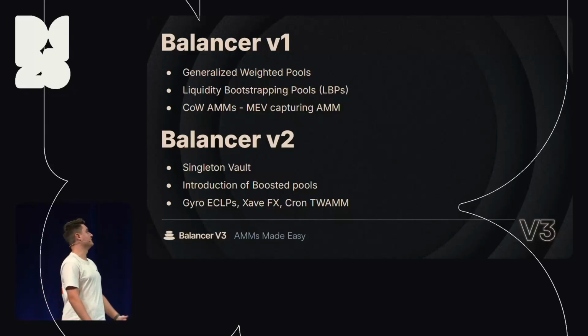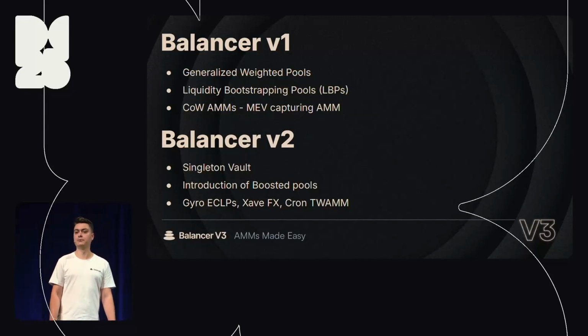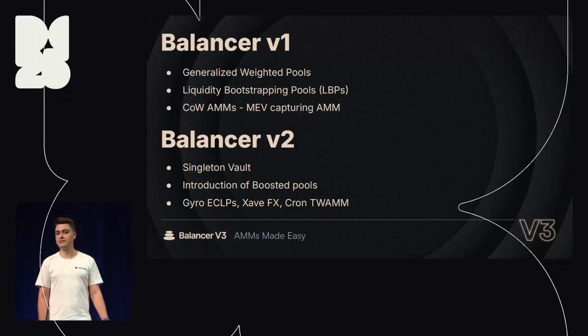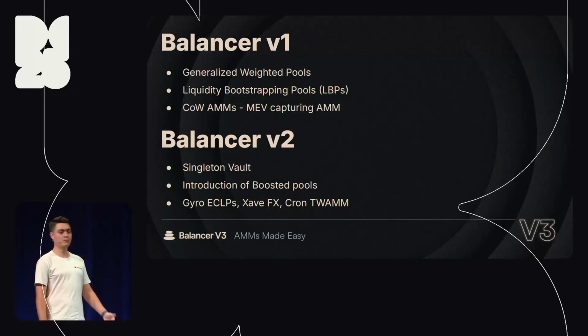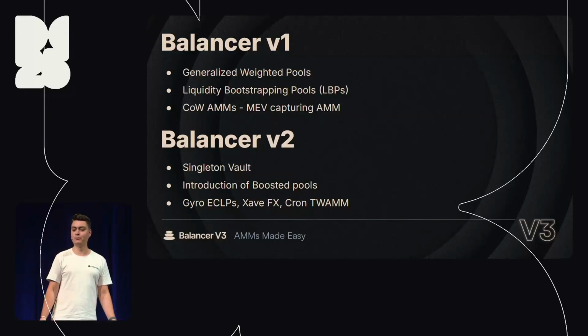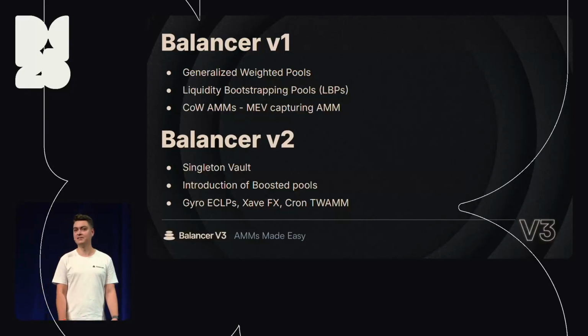and the custom weights allowed us to create liquidity bootstrapping pools, which are pools that allow you to do fundraising. If you're conducting a token sale, you can change the weights over time, and that allows you to raise funds. And last but not least, one other thing built on V1, which is quite interesting because V1 is 5 years old, but AMMs we launched it last year.